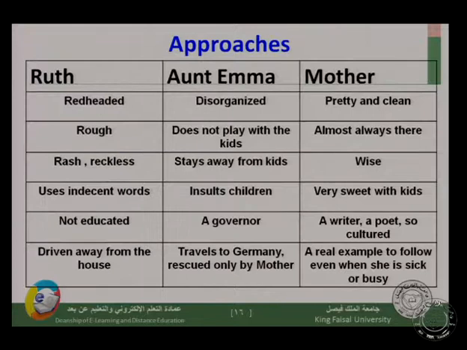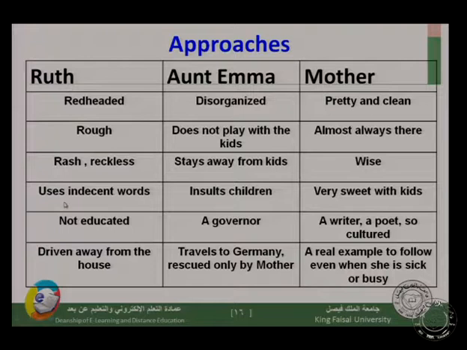And here is a table that I have made for you to show you the differences between Ruth, the servant, Aunt Emma, and mother. Ruth is red-headed. She doesn't look pretty. Aunt Emma is disorganized, disorderly. Mother is pretty and clean. Ruth is rough. Aunt Emma doesn't play with the children. Mother is always there. Ruth is reckless and rash. Aunt Emma stays away from kids. She doesn't talk to them.